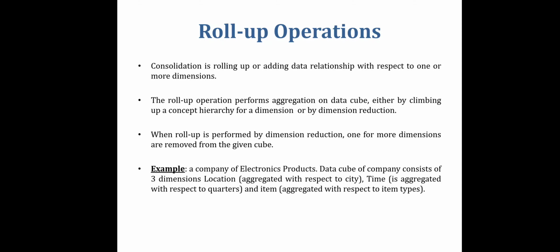The example is given as a company of electronic products. A data cube of the company consists of 3 dimensions. The first is location, with respect to city. The second dimension is time, with respect to quarters, and the third is item, with respect to item type. So, these are the 3 dimensions we have, and we can see this with an example.